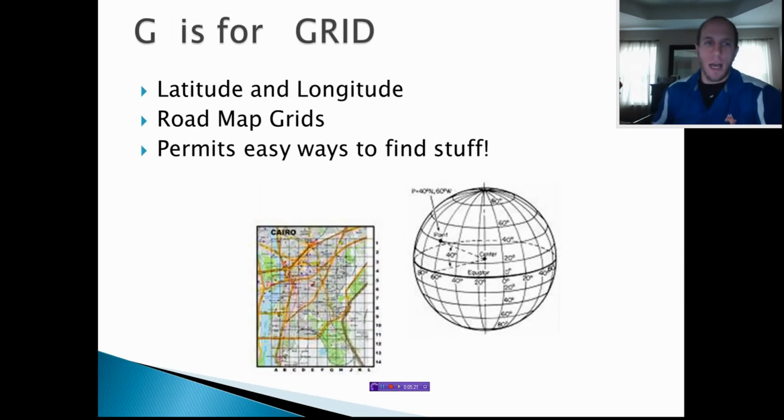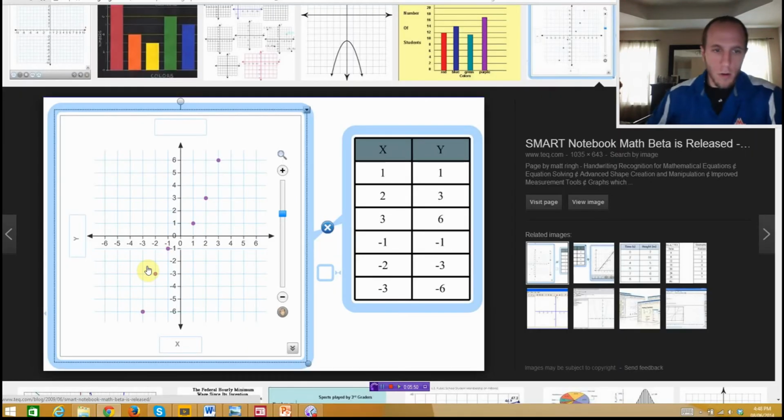Check it out. The G is for grid. When I'm talking about grid, I'm talking about absolute location. I talked a little bit about that in the 5 themes PowerPoint, the first lecture video. You've got latitude and longitude. Also, you can see grids being used to show road maps or blocks on a large-scale map, and the grid permits easy ways of finding stuff. It's kind of like when you're studying math and you're graphing points.